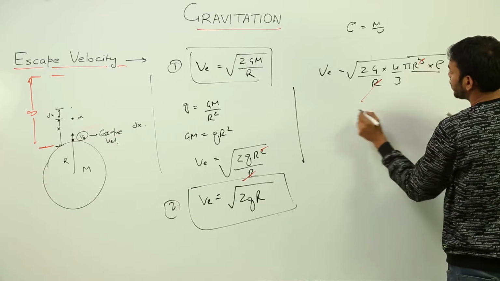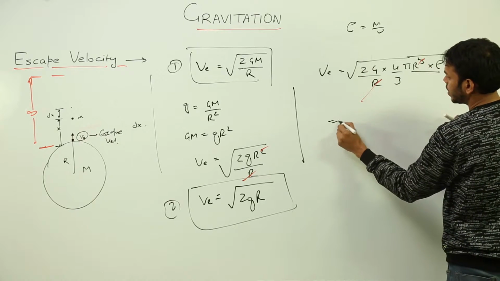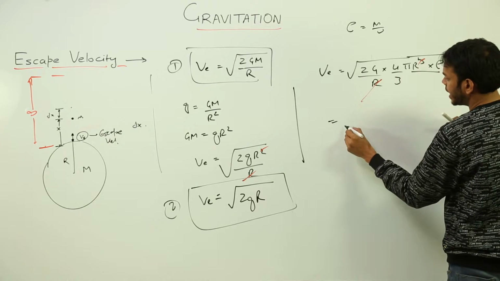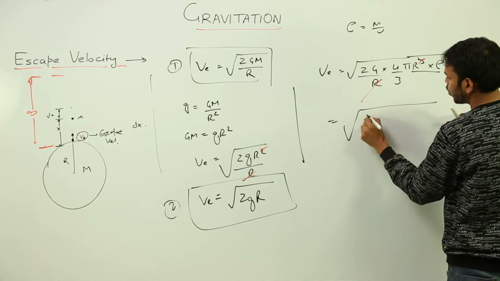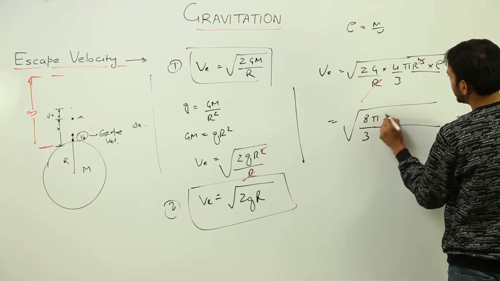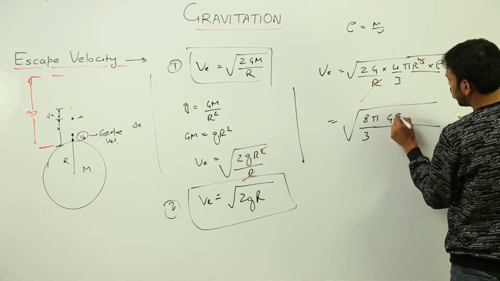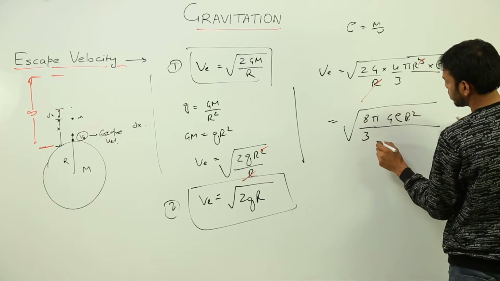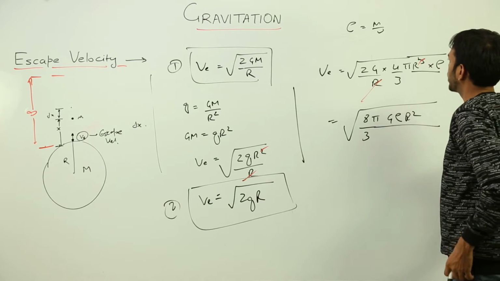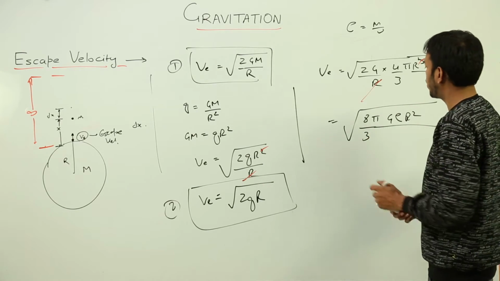This becomes 2. I can take out r square, the r outside, but I'm not doing that. I'm just writing the whole thing. 4 into 2, 8 upon 3 pi G rho r square, that's it, 8 upon 3 pi G rho r square. So this is another formula for escape velocity.